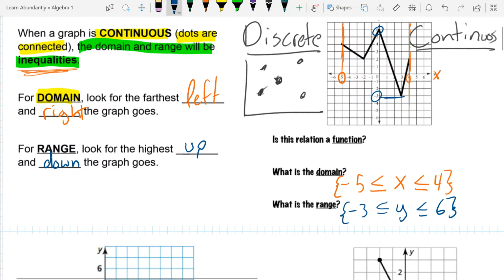The last thing we have to answer here is, is the relation a function? And we can use the vertical line test to tell us that yes, this is a function, because nowhere on this graph, if I draw vertical lines, do I hit the line more than once. Each time I only have one point. Let's look at a couple examples.